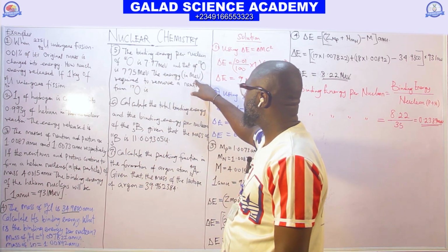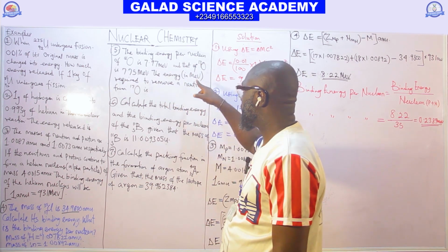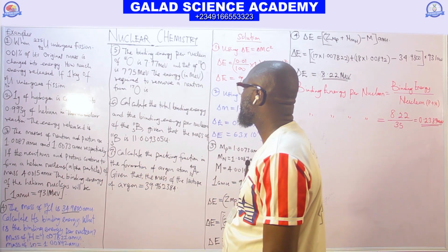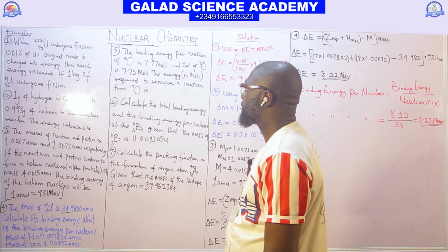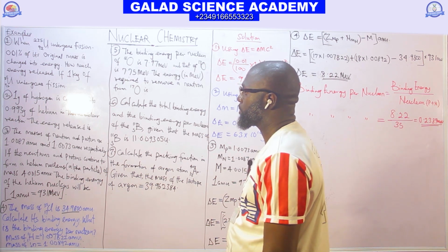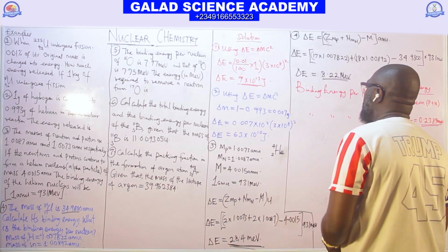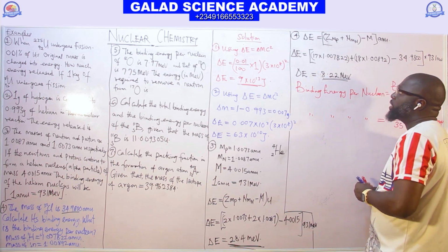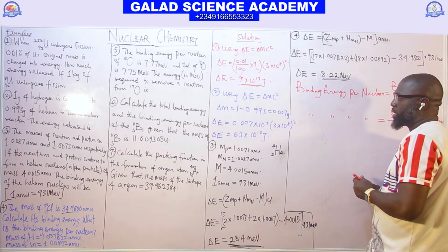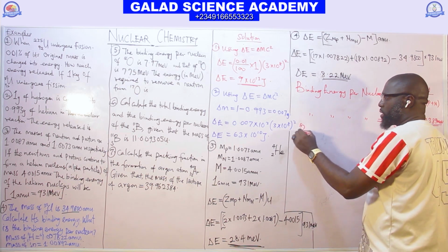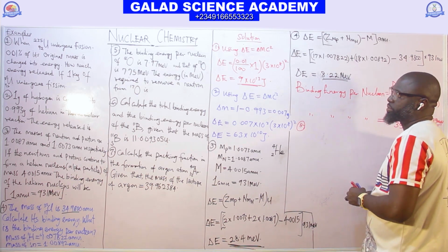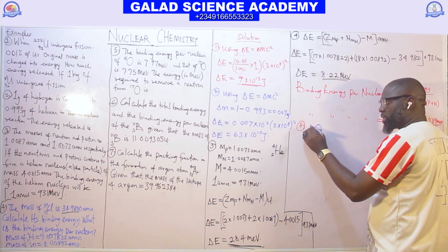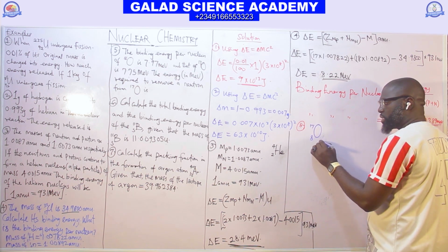The energy in MeV required to remove a neutron from oxygen 17 is to solve the 5th question. This is the equation of the reaction.